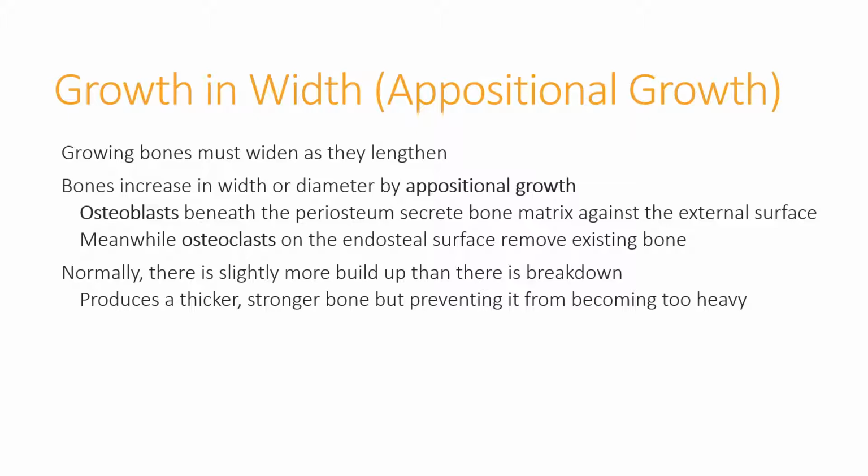That action of the osteoclasts, breaking down the endosteal surface, is an important portion of this growth in diameter, because without that action, the bones would become thicker and thicker, but also heavier at the same time. By adding material to the outside and breaking down material from the inside, we can keep our bones growing, but also make sure they don't become too heavy.